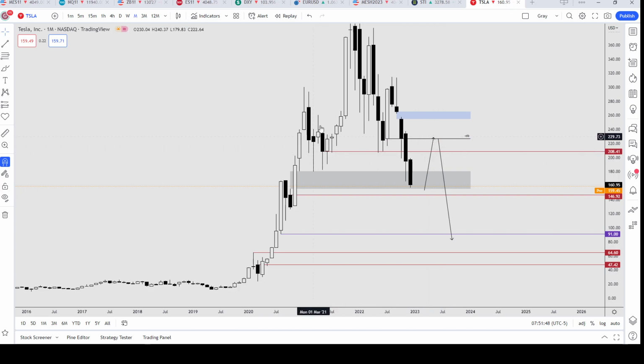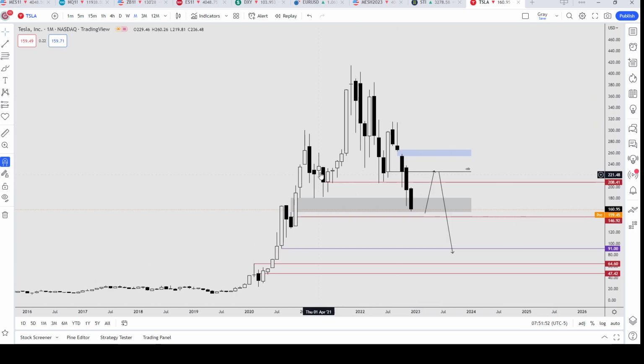Over here there's a breaker, right? Why is it a breaker? Because it's the last down close candle before this run up to take this swing high over here. And right after, it broke down this swing low that was created, that's why this is a breaker. And within this breaker we do have this bearish order block.